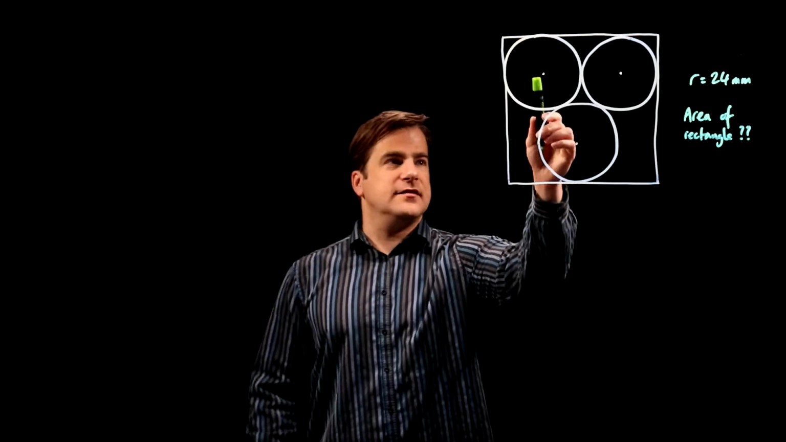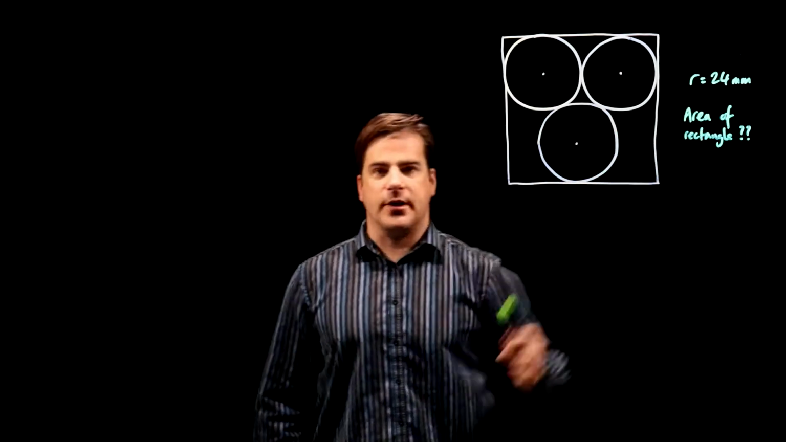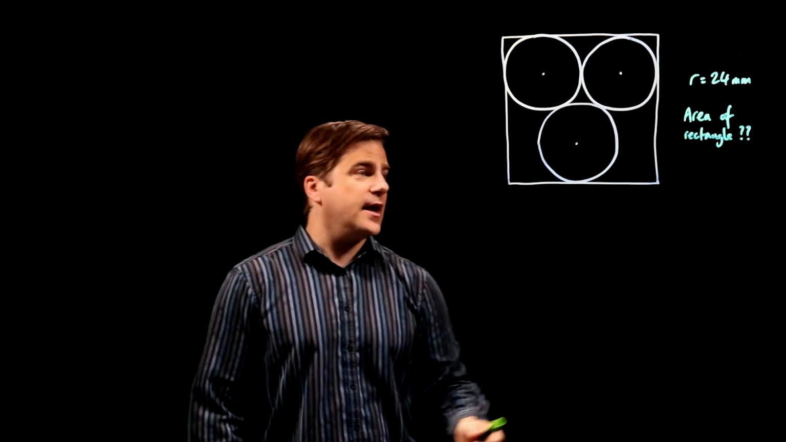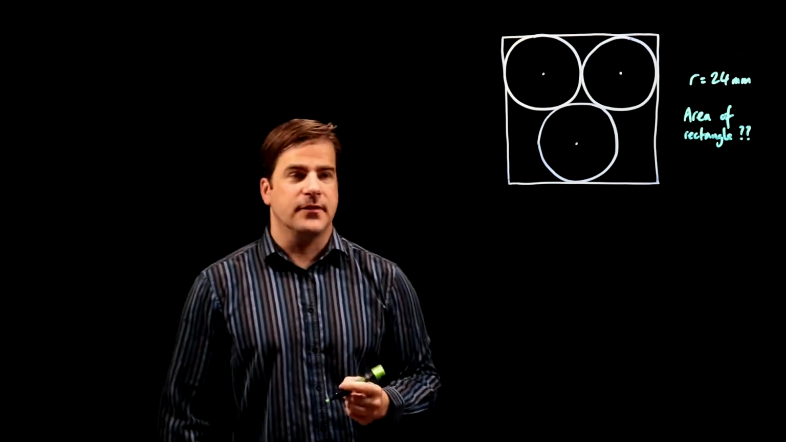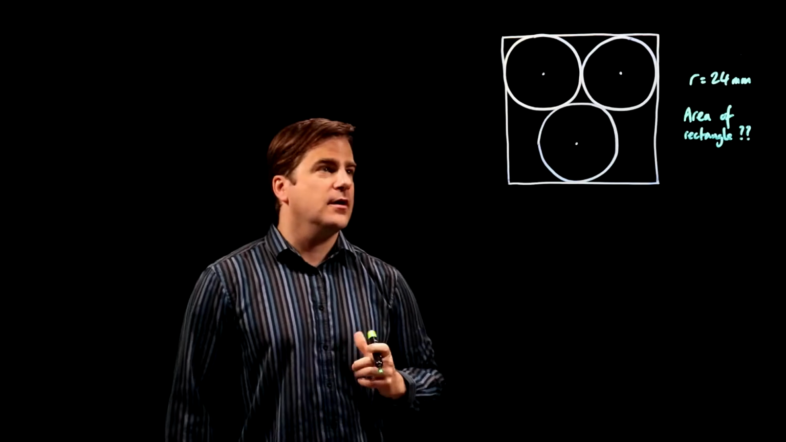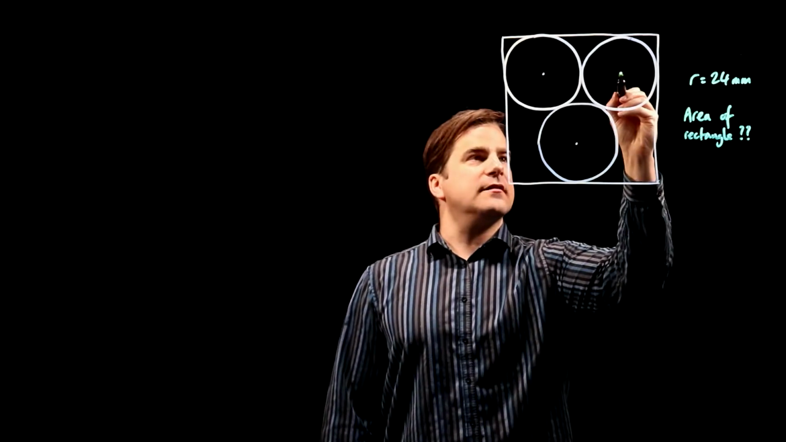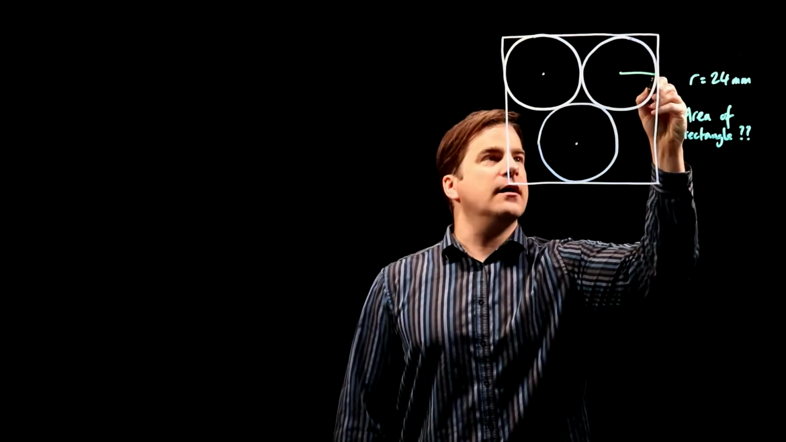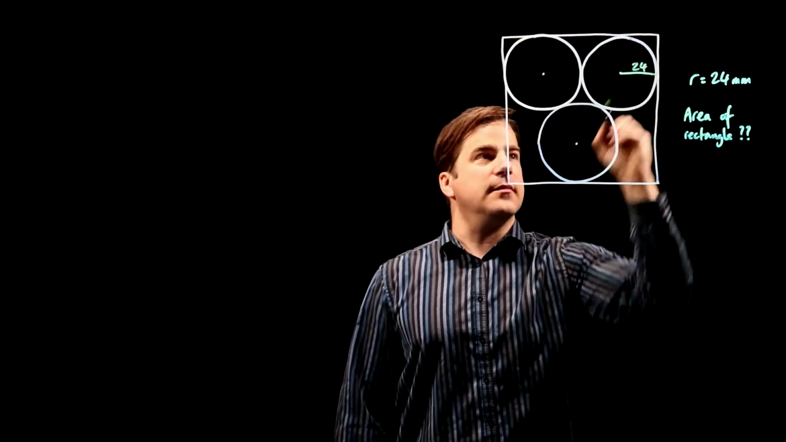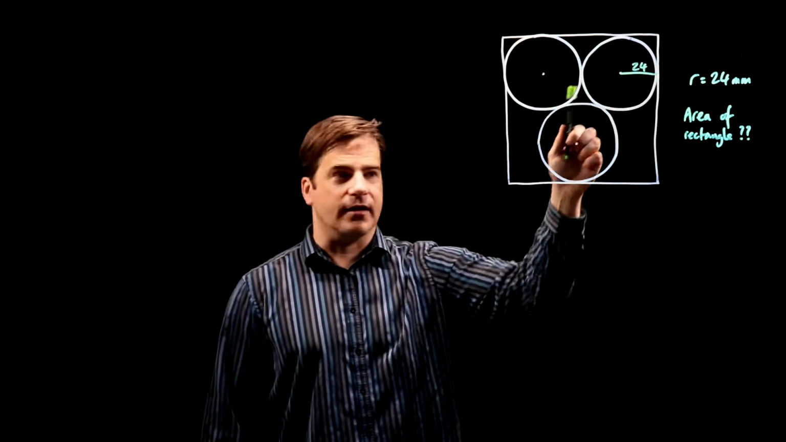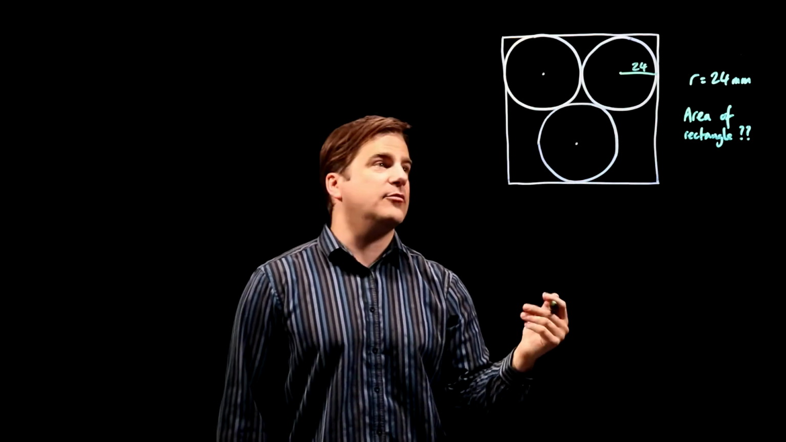Okay, we've got these three circles, each of radius 24 millimeters, and they're inside this rectangle. And we have to work out the area of the rectangle. Pretty straightforward question. Okay, so 24 millimeters. So that means from there to there is 24 millimeters. Okay. So actually the width of this rectangle we can work out straight away pretty easily.